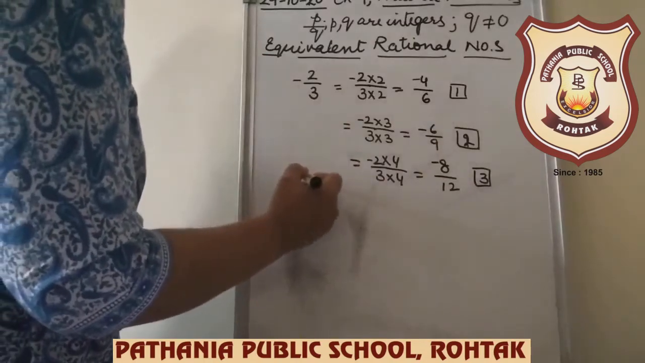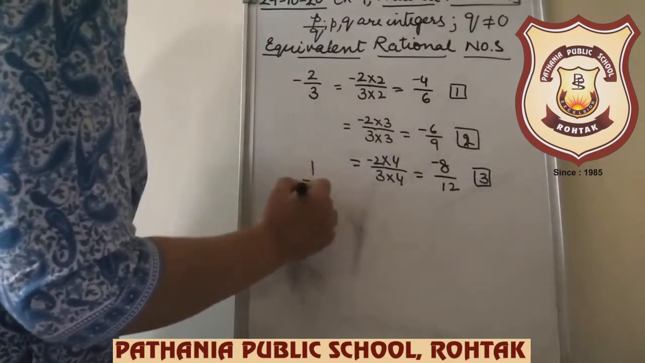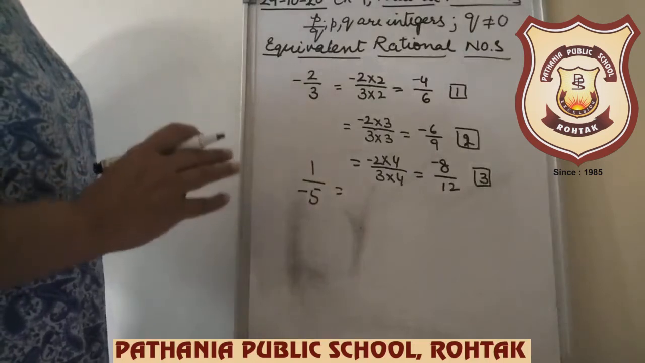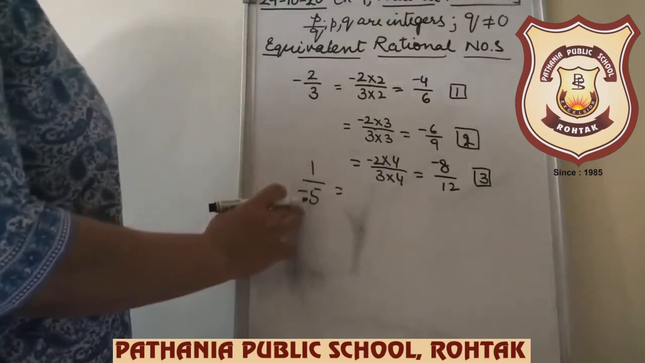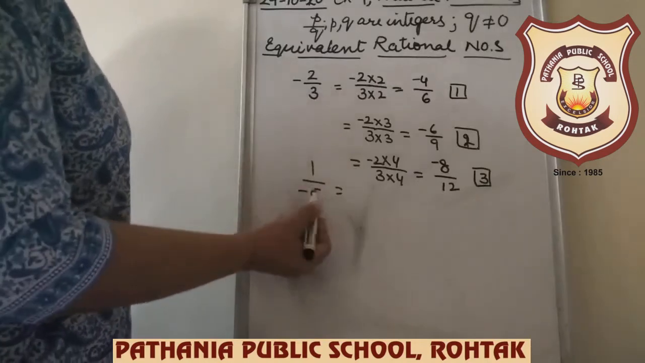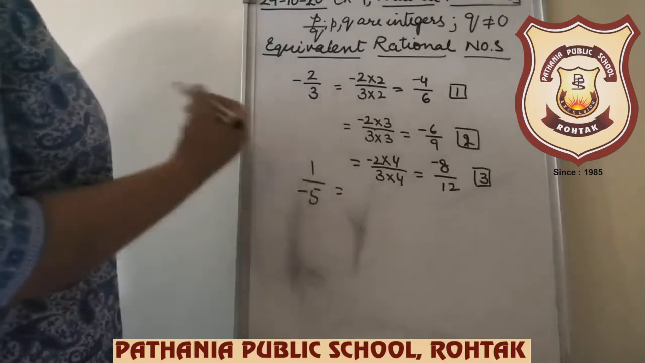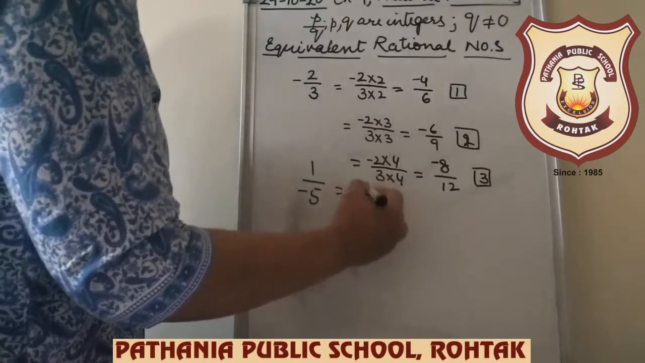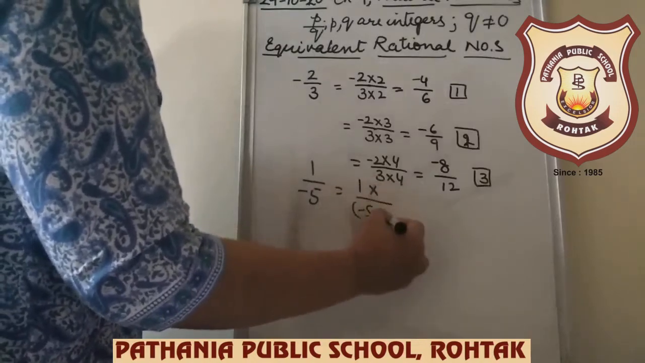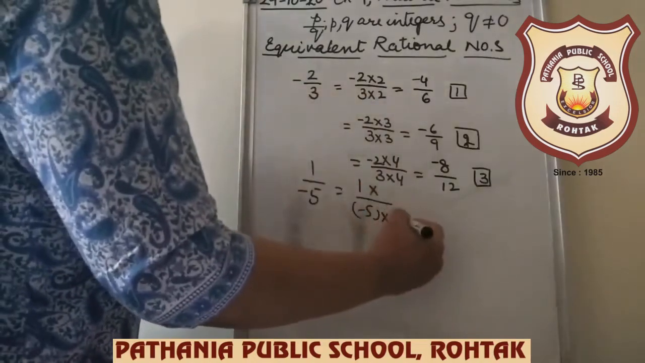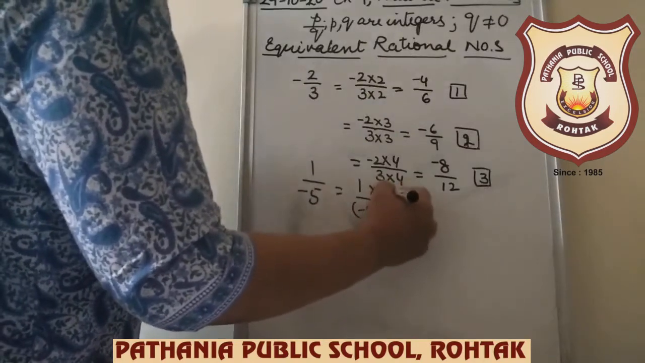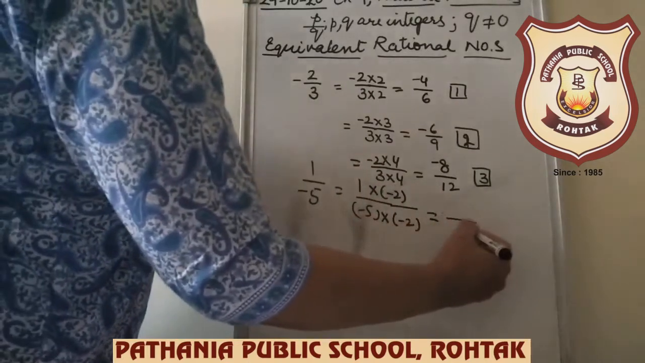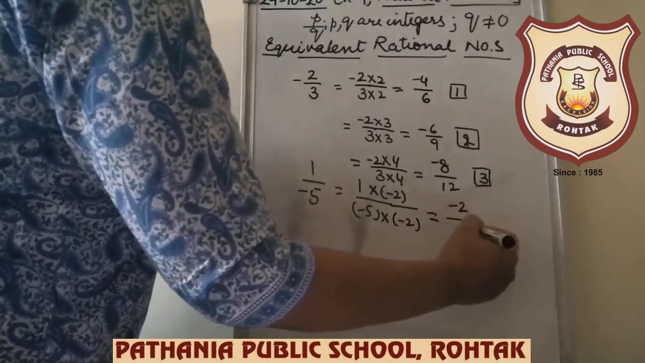I'll give you one more example. If it is 1 upon minus 5, and you have to write equivalent rational number of 1 upon minus 5. So what you will do, you have to remove this negative sign from the denominator. So I will multiply 1 upon minus 5 with minus 2, and minus 2 the numerator also. Now when you multiply minus minus, they will become positive and this is minus 2 upon 10.